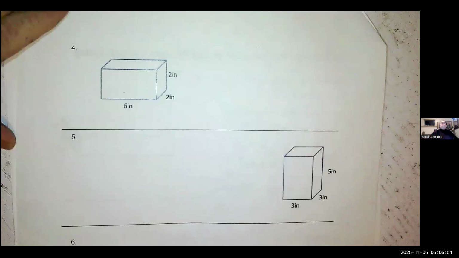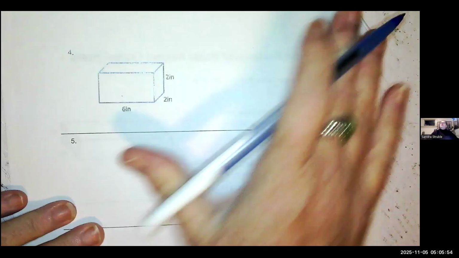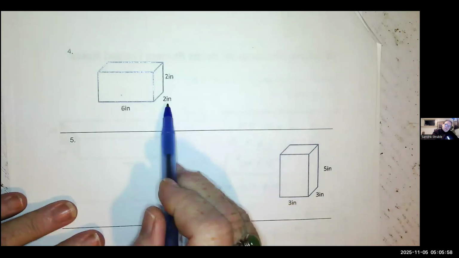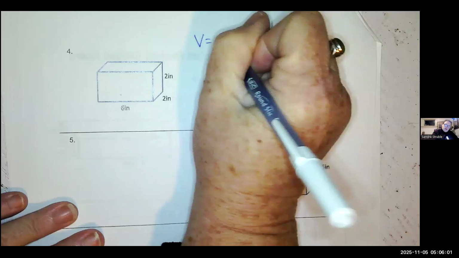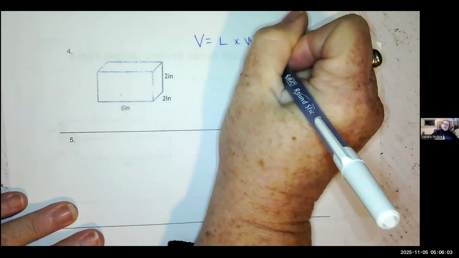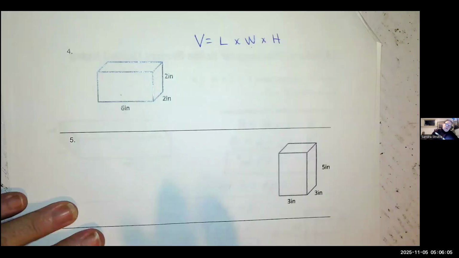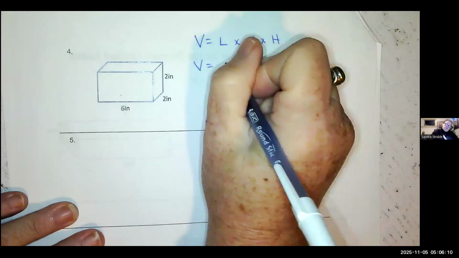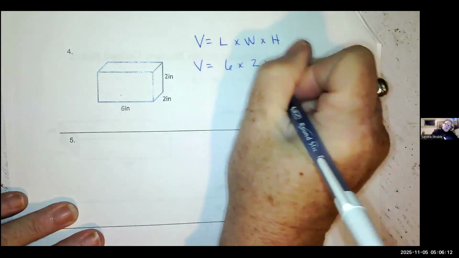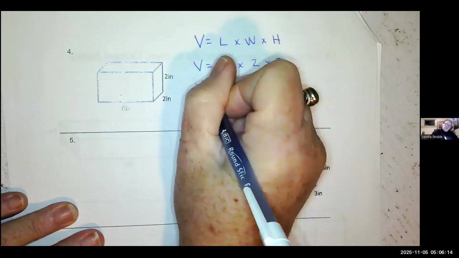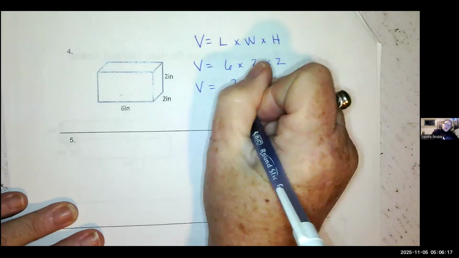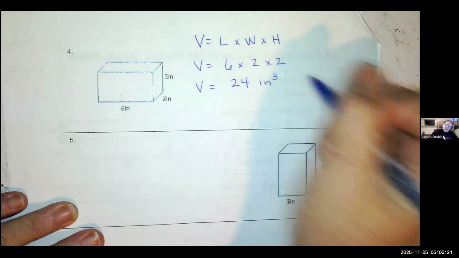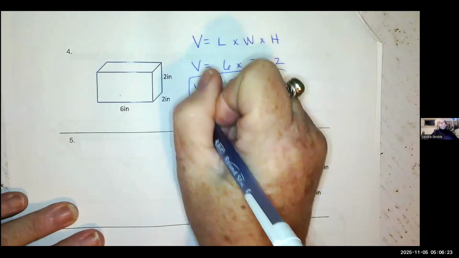Next one. Rectangular solid, because the sides are not the same. So our volume is length times width times height. Pause the video, do this one yourself, and come back to see how you did. So 6 times 2 times 2. 12 times 2 is 24. This is inches, again, cubed. I think I did inches for all of these. Make your life a little easier.